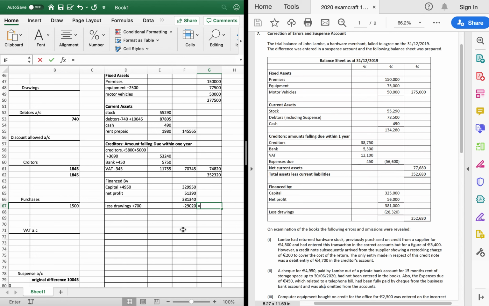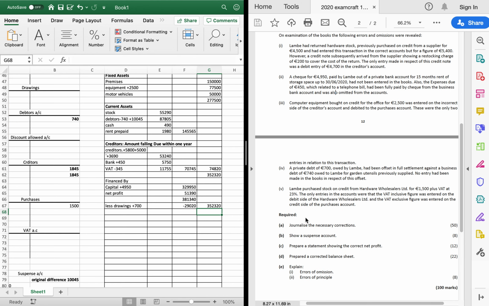And hopefully it has to balance, unless I've made a transfer error. And I have somehow, I'm in Egypt, sorry. 352,320. So that balances, all right. So that's that one there. Again, check your marking schemes. I may have made a couple of mistakes, but even if I made a mistake in the journal, if you get the thing to balance, you will get all of these marks. You get 8 for the suspense, 12 for the correct net profit, and 22 for the balance sheet.